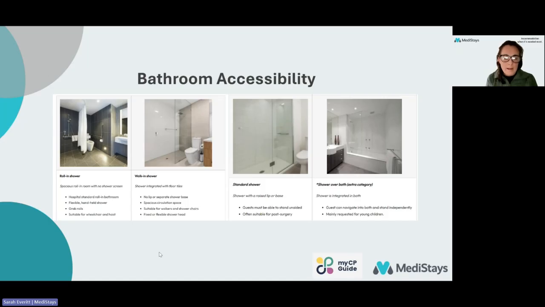The other two options are the standard shower, which is different to the walk-in. The walk-in has the integrated tile base with no lip, whereas the standard shower has a lip at the base of the shower. And then occasionally there are requests for a bath, but that's most often for children.